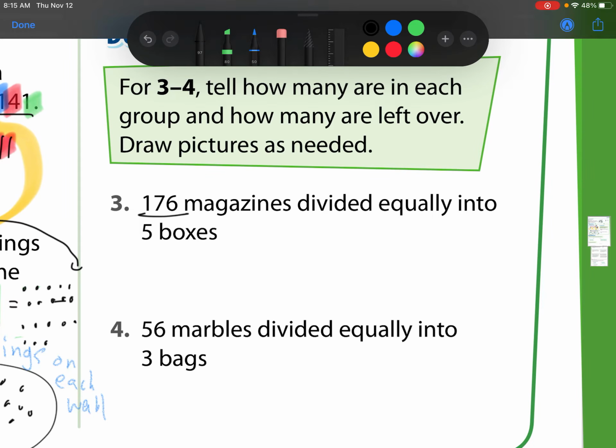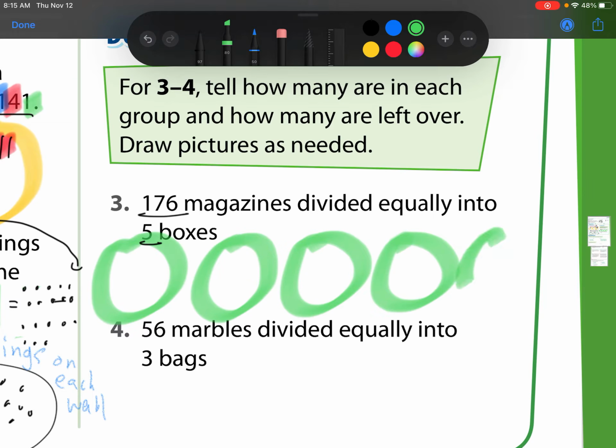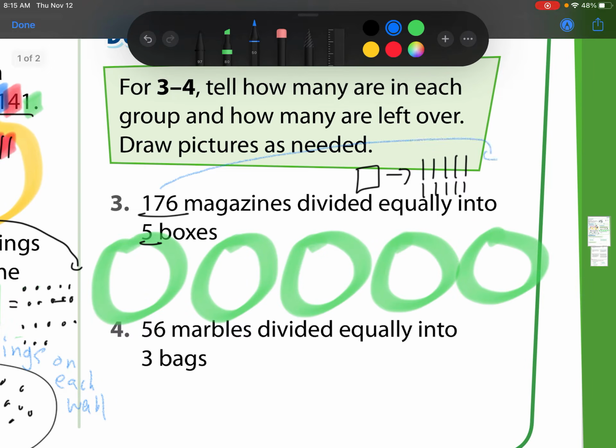There's 176 magazines divided up into 5 boxes. So let's make our groups. We have 1, 2, 3, 4, 5. And then what do we have next? Well, we have 100. But notice, I can't break 100 up 5 times. So I need to do this. We need to break this 100 up into 1, 2, 3, 4, 5, 6, 7, 8, 9, 10. And then notice we already have these 7 tens. So that would be 1, 2, 3, 4, 5, 6, 7. Now what is 10 right here plus 7? That's 17. So I have 17 tens.